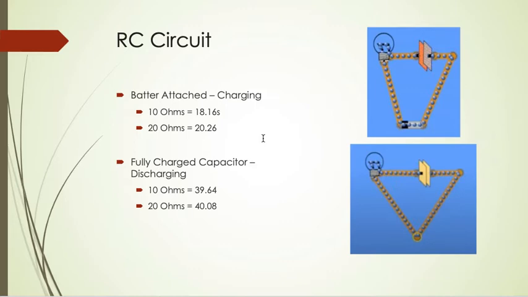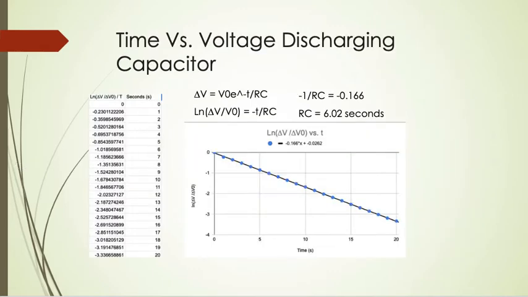To fully discharge a capacitor using a 10 ohm light bulb, it would take 39.64 seconds, and a 20 ohm light bulb would take 40.08 seconds to fully discharge the capacitor. In the next part of the experiment, we were tasked with finding the time constant.